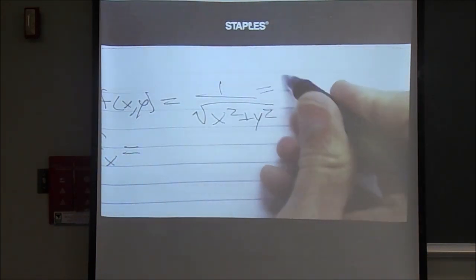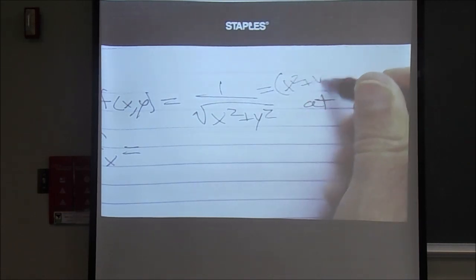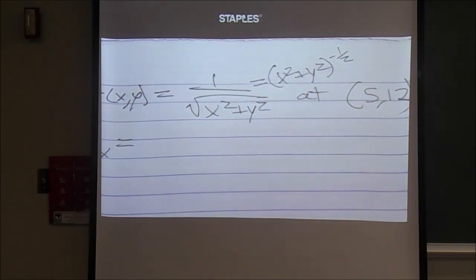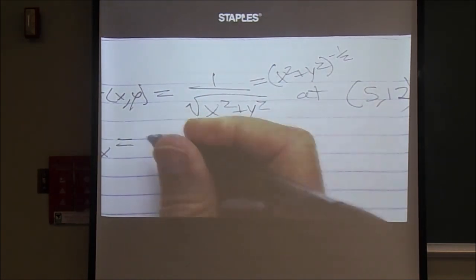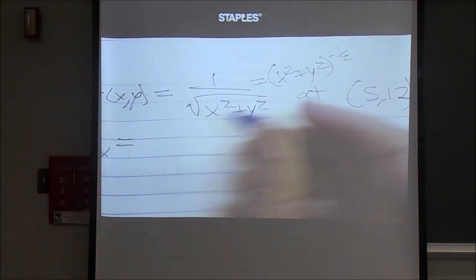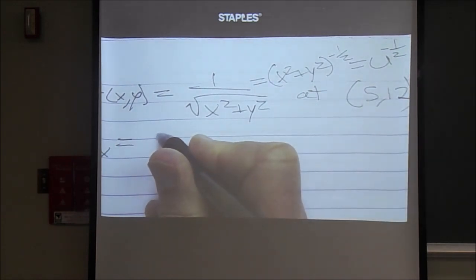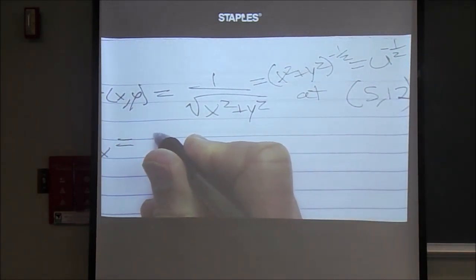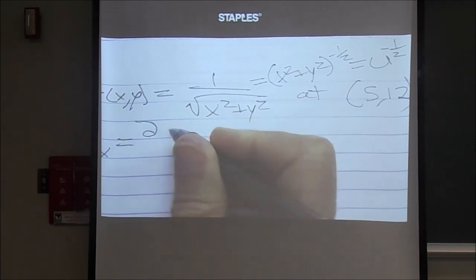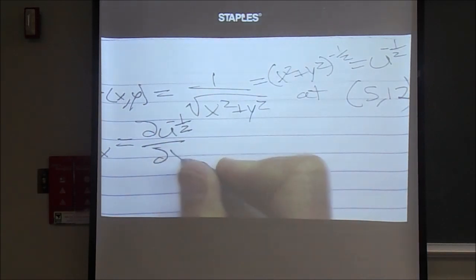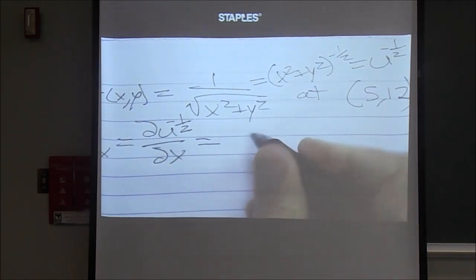Well, if this function I think of as (x squared plus y squared) to the minus 1/2, that's easier than using the quotient rule, right? It's to use just the chain rule like this. So let's write that as (x squared plus y squared) to the minus 1/2. Then the derivative, if I think of this as u to the minus 1/2, is the partial of u to the minus 1/2 with respect to x, and now you choose the chain rule for that.